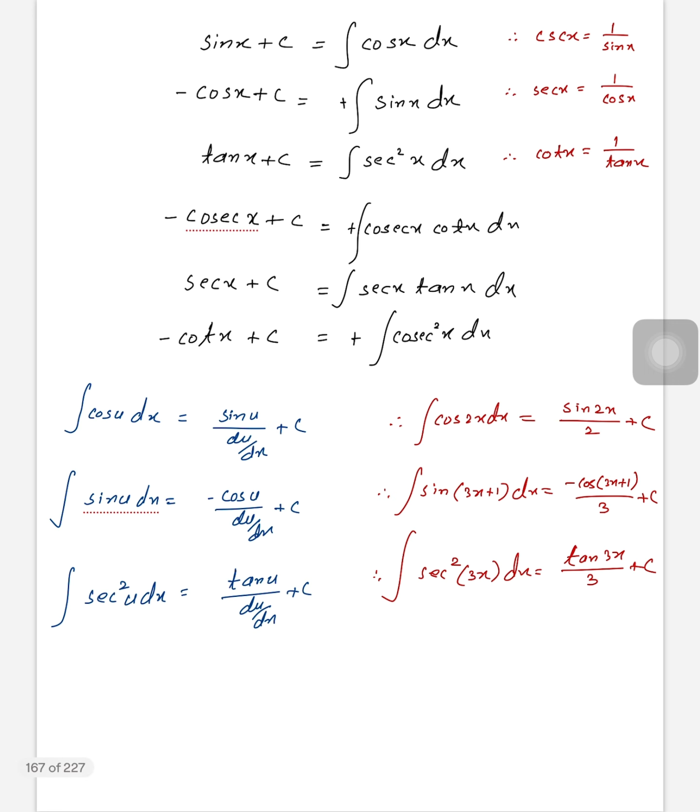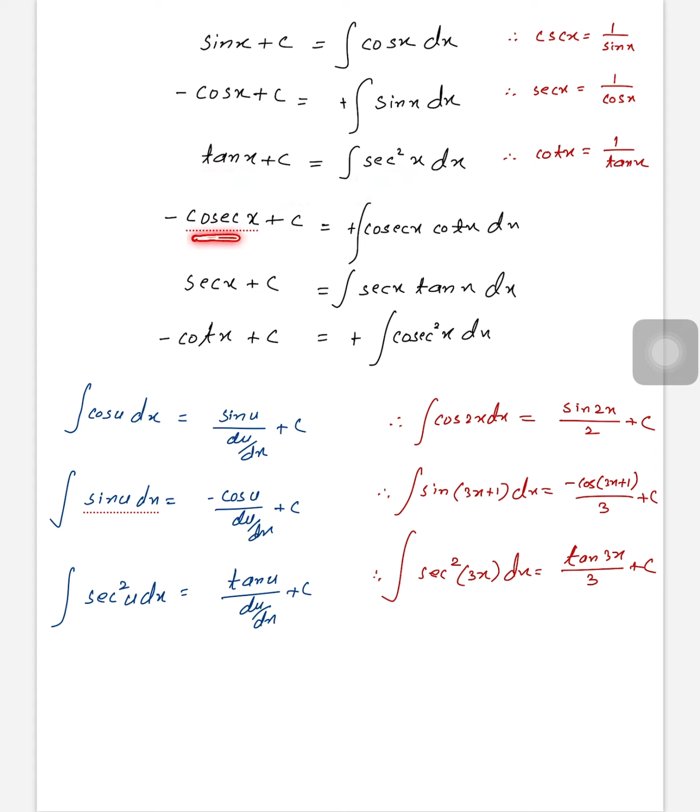As the derivative of sin x is cos x, the integration of cos x will be sin x. As I told you, integration is the inverse process of differentiation. Integration means antiderivation. Similarly, the derivative of cos is minus sin, so the integral of sin is minus cos. Similarly, the derivative of tangent x is secant square x, so the integration of secant square x is tangent x, right?